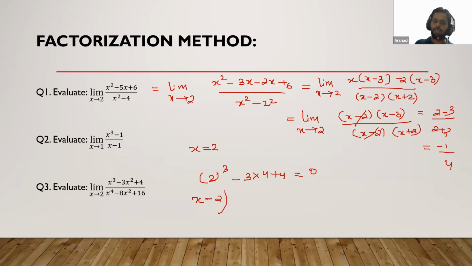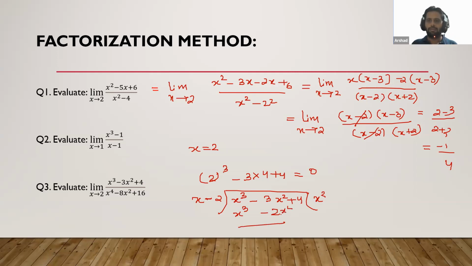So what you will do, I guess you have done such types of questions in your previous classes. You have x cube minus 3x square plus 4. Now you will just divide this expression by x minus 2. So you will get x square, x cube minus 2x square, and so on. Further, you will factorize it like this. Nabil, can you do this now? Is it fine? Yes, sir.